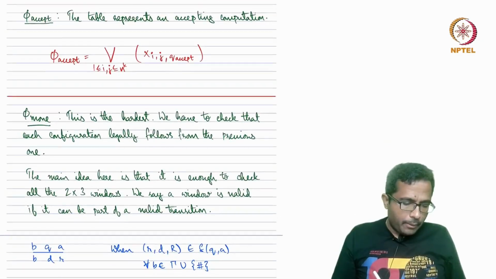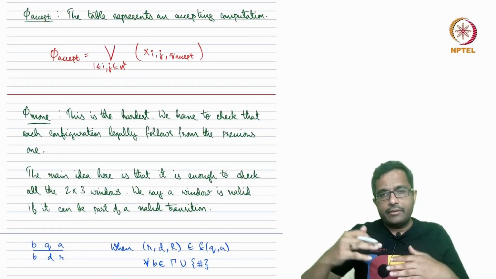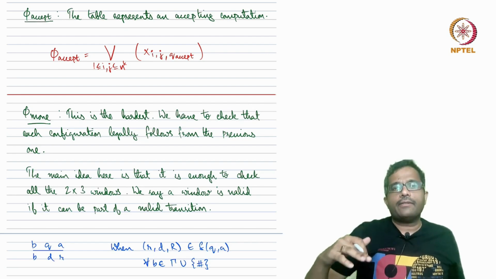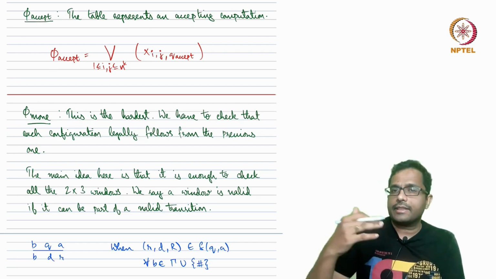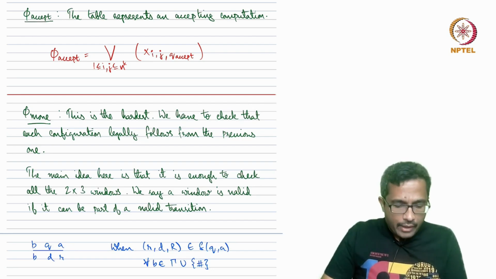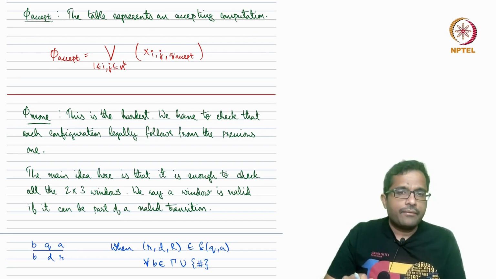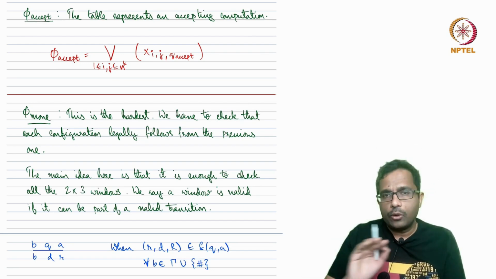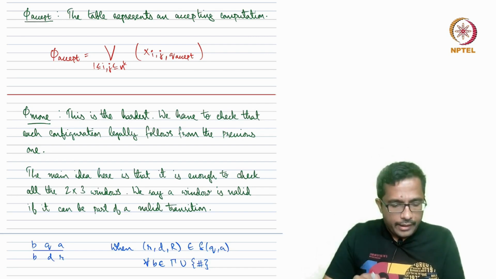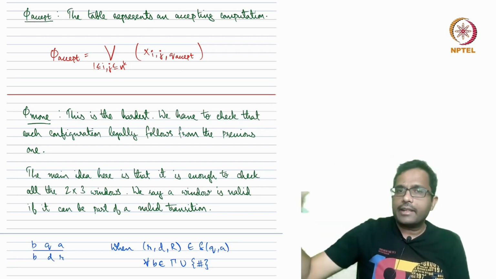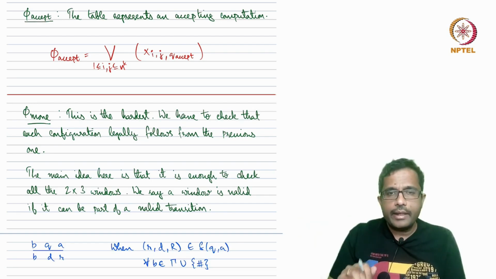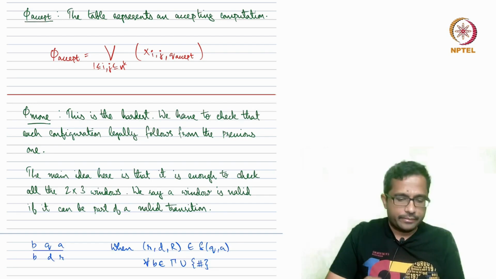We have to check whether the second configuration is a valid successor of the first, the third is a valid successor of the second, and so on. The main idea here is that Turing machine computation is a very local phenomenon, and instead of checking the entire configurations at once, we will do a sort of local check.